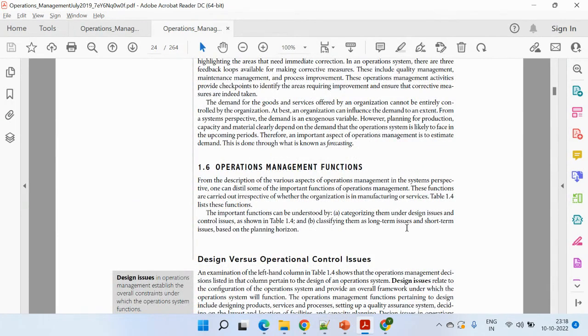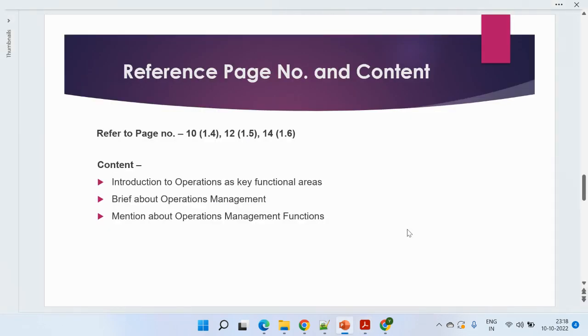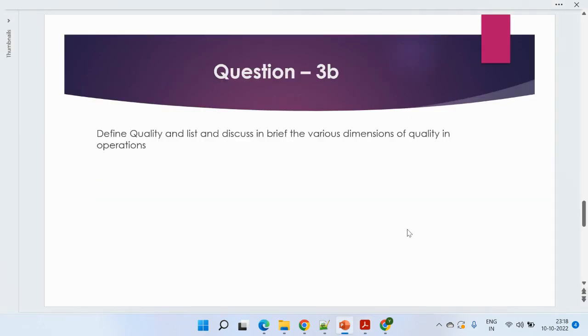What are the key operation management functions? Like the very first one is categorizing them under the different design issues and the control issues, classifying them as long term and short term issues. Right. So these are the things which you need to explain, and after that, specifically mention the teaching institute. So the third question is pretty much clear. Third A question done. Moving to the third B question.